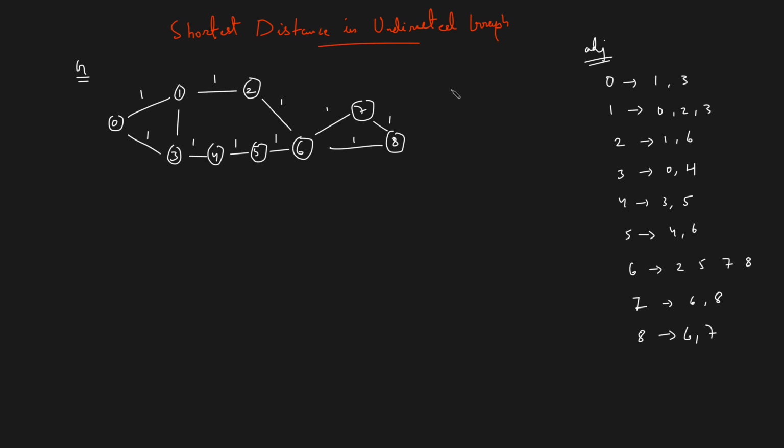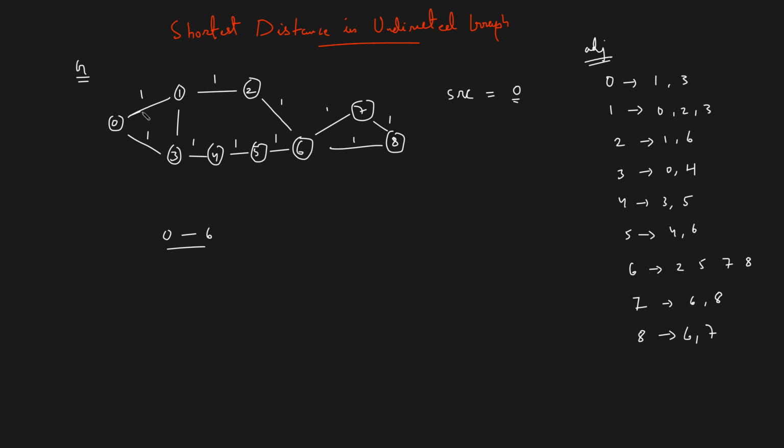You will be given a source. So let's assume that the source is 0 and you have to find the shortest distance from this node 0 to all other nodes. For example, if I want the shortest distance from 0 to the node 6, what is the shortest distance?